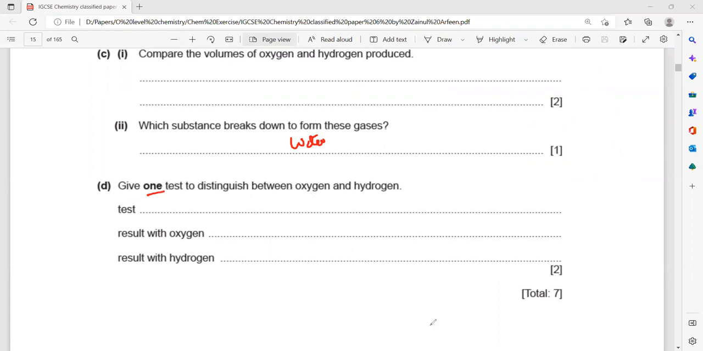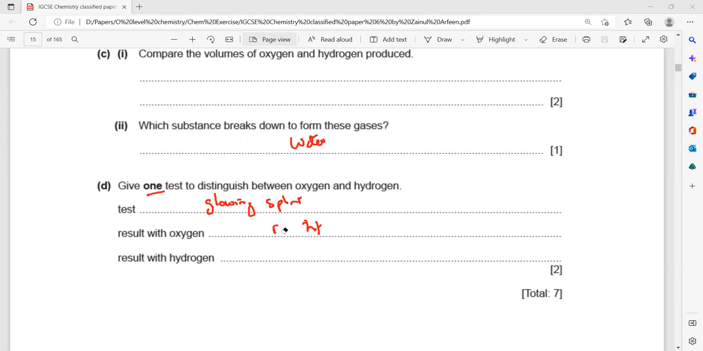Give one test to distinguish between oxygen and hydrogen. If you want to write a common test for them, for example, if you use a glowing splint: with oxygen, we know the glowing splint will relight. But with hydrogen, there will be no effect.